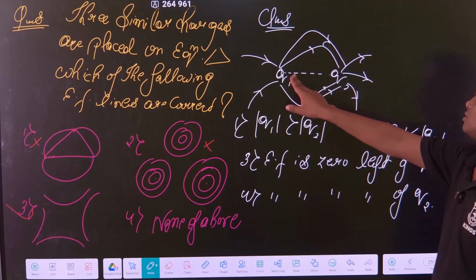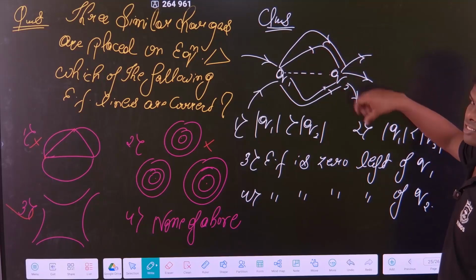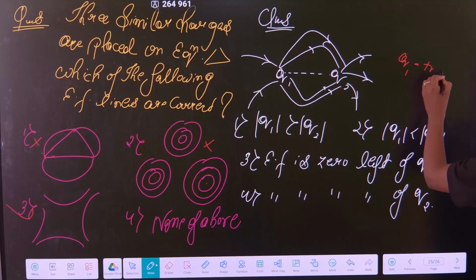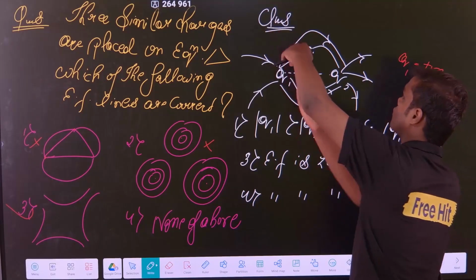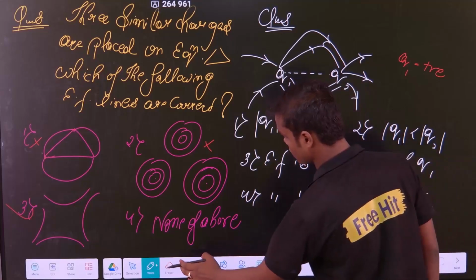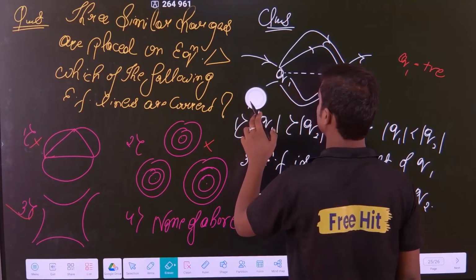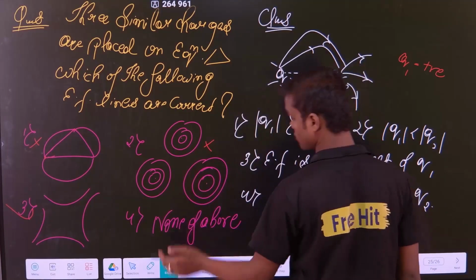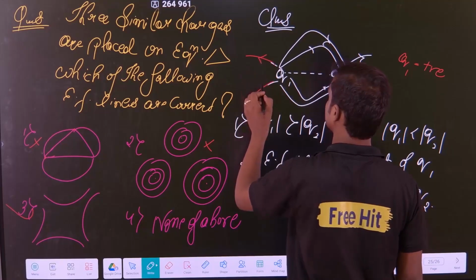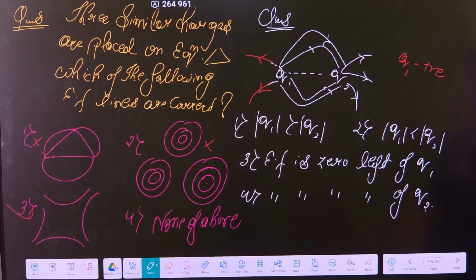Why? Because one is emitting and another one is taking that electric field line. So I can say from here my Q1 is positive because electric field lines are emerging from Q1. Oh sorry, I drew the arrow in the wrong direction. Okay, one minute. Okay, this is correct. So Q1 is positive and I can say Q2 is negative.